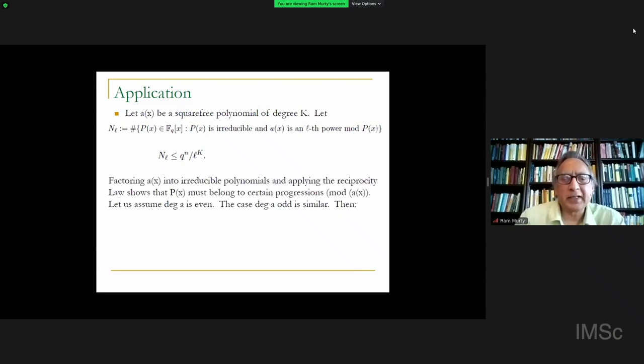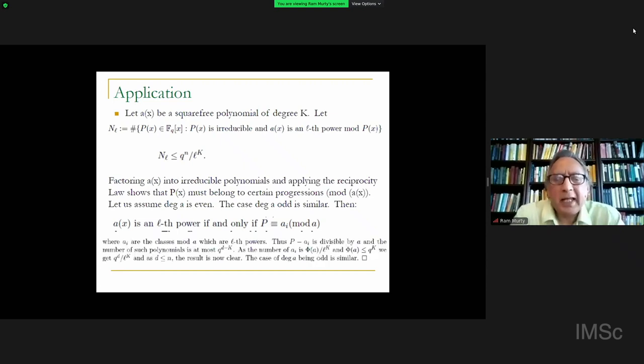And the reason for this bound is, if you factor A of X into irreducible polynomials and apply the reciprocity, it shows that P of X must belong to certain progressions mod A of X. And then you just start counting how many polynomials are there in a given arithmetic progression. And the nice thing in the function field case as opposed to the number field case is you're essentially counting polynomials of a certain degree, and you don't have to worry about greatest integer functions and things like that. So that kind of gets wiped out. And so once you understand that, you get this remarkable clean bound.